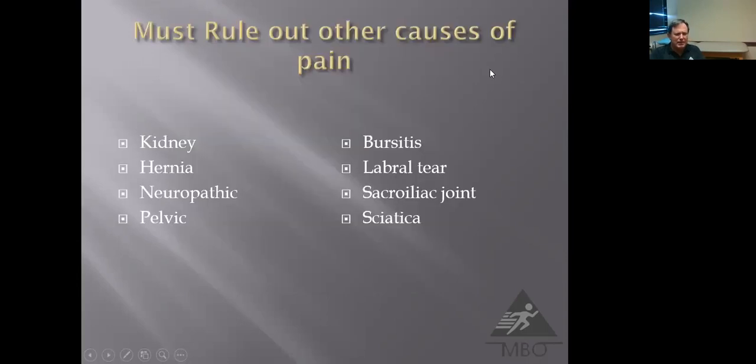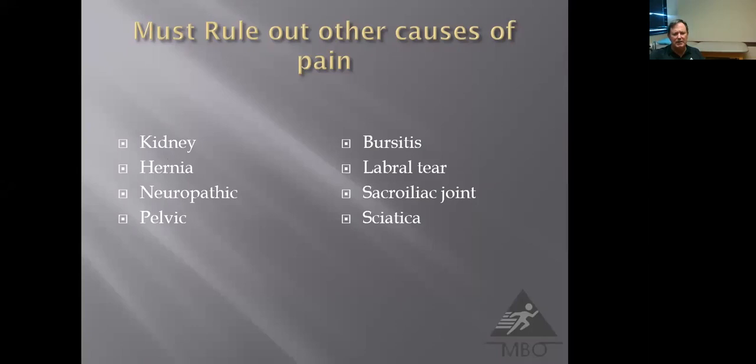So a substantial percentage, probably 75% of the people that come to see me for hip pain do not have hip pain. They have something else that they're thinking is hip pain. First, there are non-orthopedic medical conditions that can mimic hip pain: problems with your kidney, a hernia, sometimes a diabetic neuropathy, and in women, pelvic issues can all cause pain in an area that can be confused with hip pain.